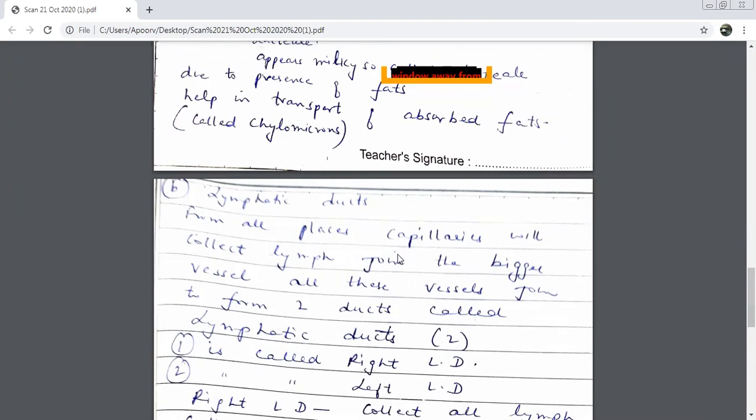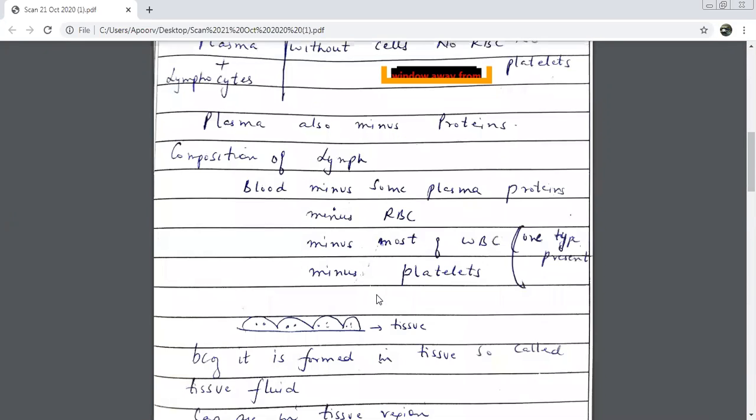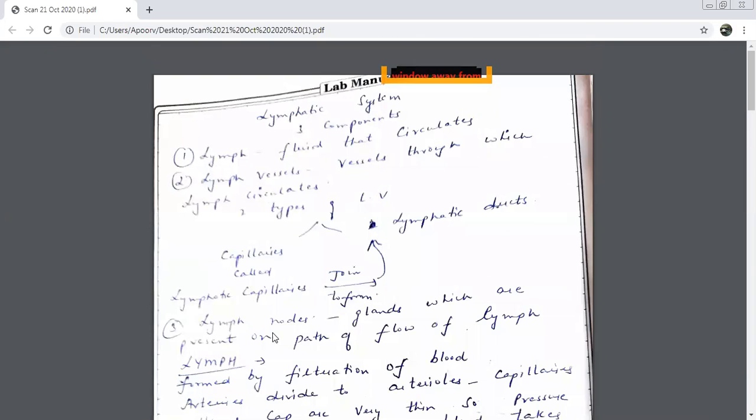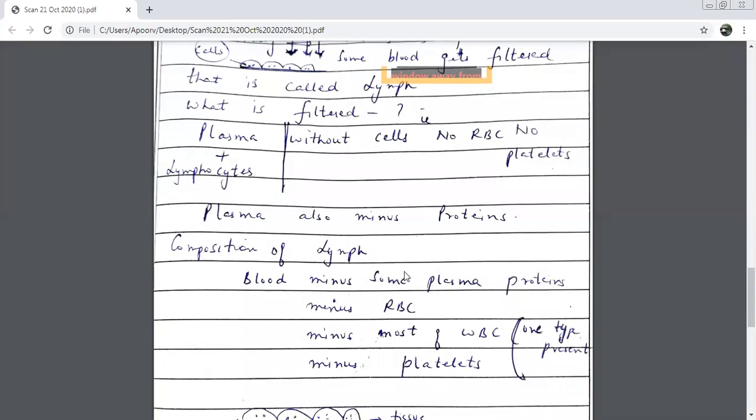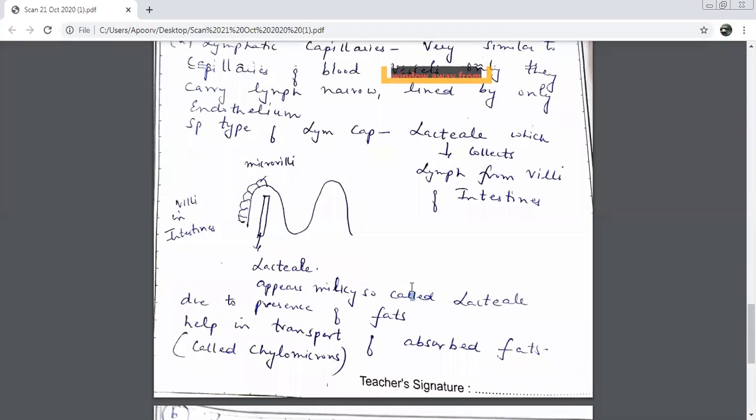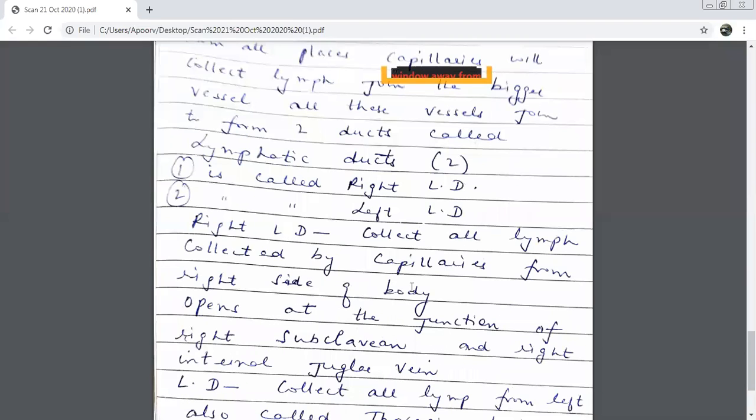When I started in the beginning only, I told you, beta, look, that small vessels, they join. See, lymphatic capillaries, they join to form. Can you see this arrow? This arrow shows you what they form: lymphatic ducts. Now we are going to study the lymphatic ducts. All the capillaries have combined and they have formed ducts.